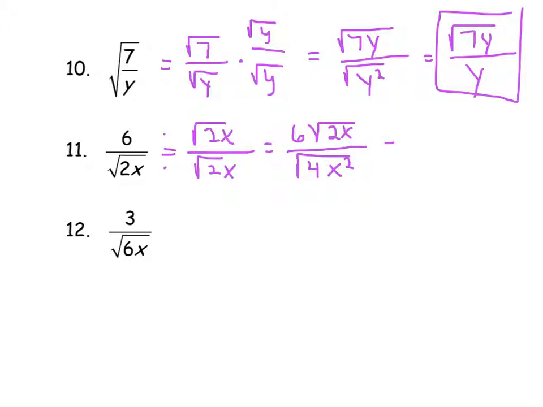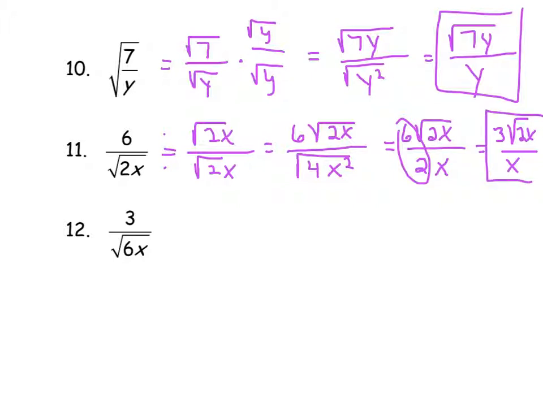So now what can I do? I can simplify the denominator, so the numerator stays the same, and I would get the square root of 4, which is 2, the square root of x squared, which is x. Now look, I have a fraction that I can simplify. 6 divided by 2 is 3, or 3 over 1, so I do 3 radical 2x over 1x, and we usually don't write the 1. And this is going to be the simplified form.